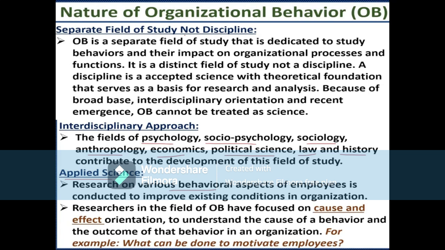Therefore researchers in the field of OB have focused on cause and effect orientation to understand the cause of a behavior and the outcome of that behavior in an organization. Okay, so this is known as applied science. For example, what can be done to motivate employees? So we have to find out the variables that will motivate the employees. We are researching, we will find some variables which will motivate the employees, and finally we will apply that in this aspect. Okay, so this is known as applied science.